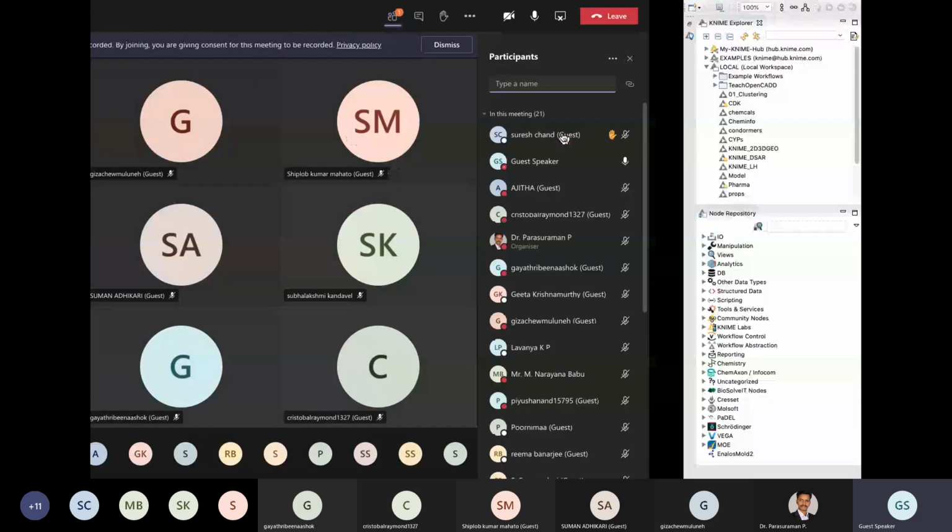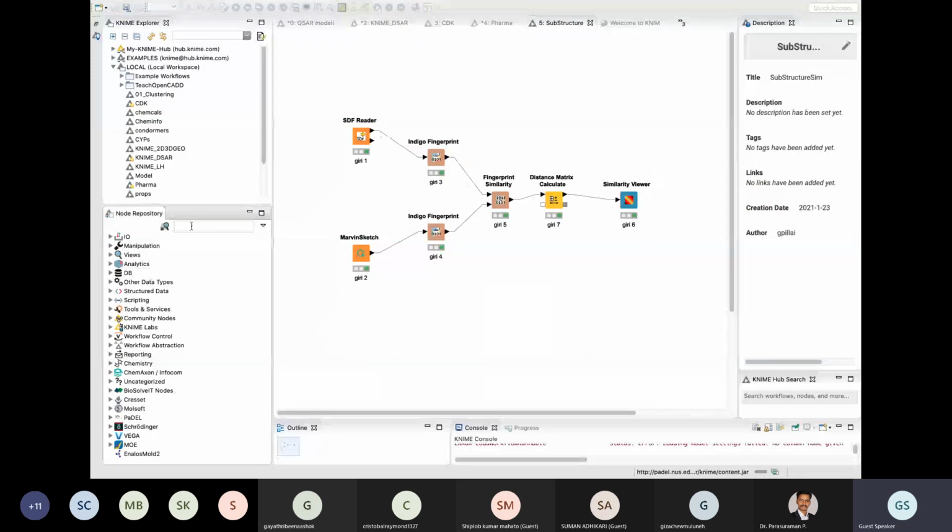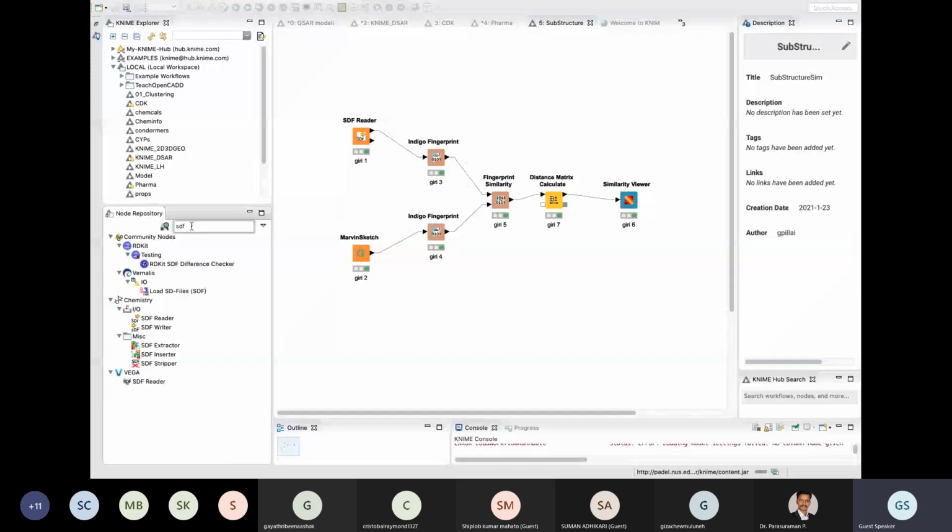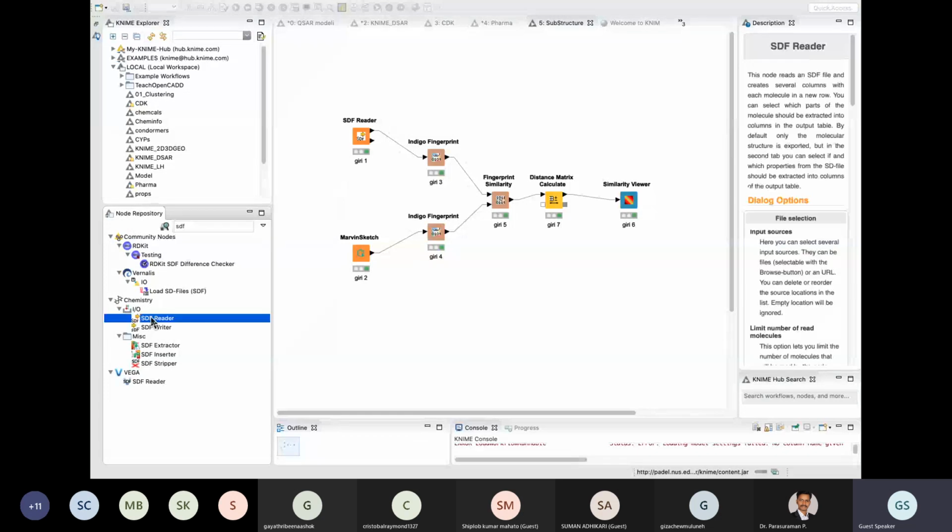Okay. So we can read the SDF. Let me search SDF reader. So I have SDF reader here, right? I can just click and drag and drop here. That is one option. Now how to install these?